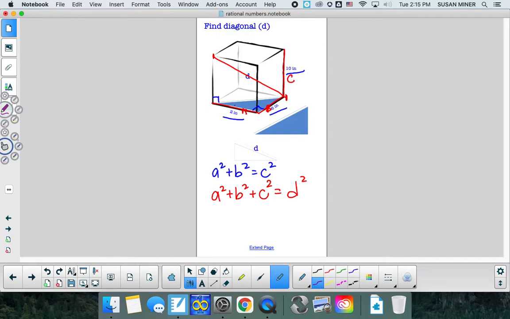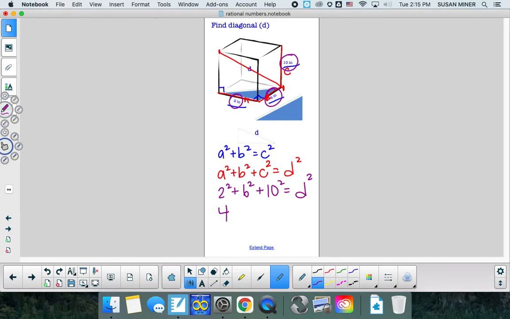I'm going to take my side lengths. In this case, it's 2, 6, and 10. And I'm just going to put them in there. 2 squared plus 6 squared plus 10 squared is going to be my diagonal squared. 2 squared is 4, 6 squared is 36, 10 squared is 100. That equals diagonal squared. 4 plus 36 is 40 plus 100. 140 is my diagonal squared.